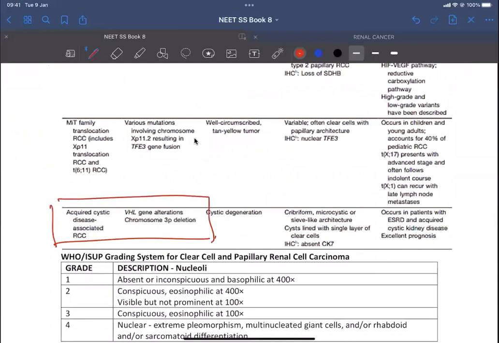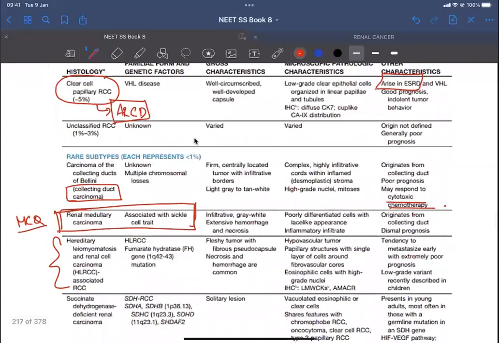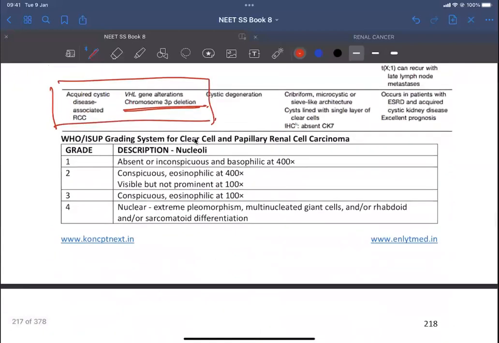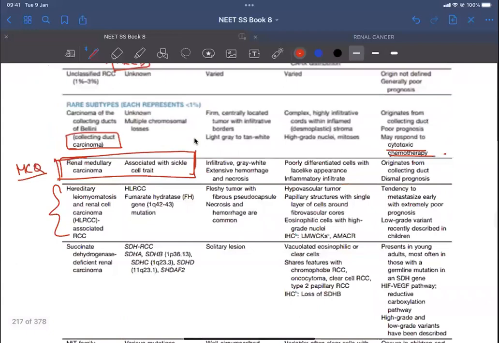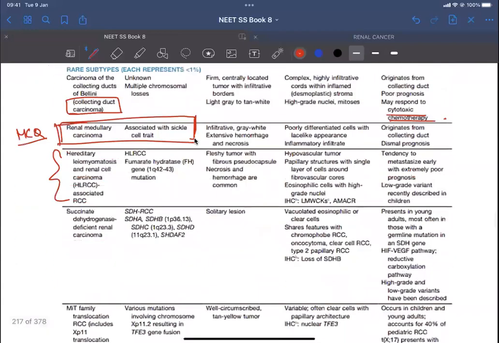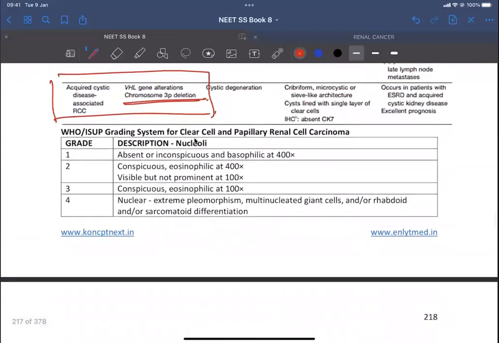And another form of acquired cystic disease associated RCC, which one? When it happens as a clear cell RCC, it can be associated with VHL gene alterations as well. So you've seen there are 2 different variants that are associated with end-stage renal disease. One can have VHL gene alterations, and the other can present as a clear cell variant, or it can act as a papillary variant as well.